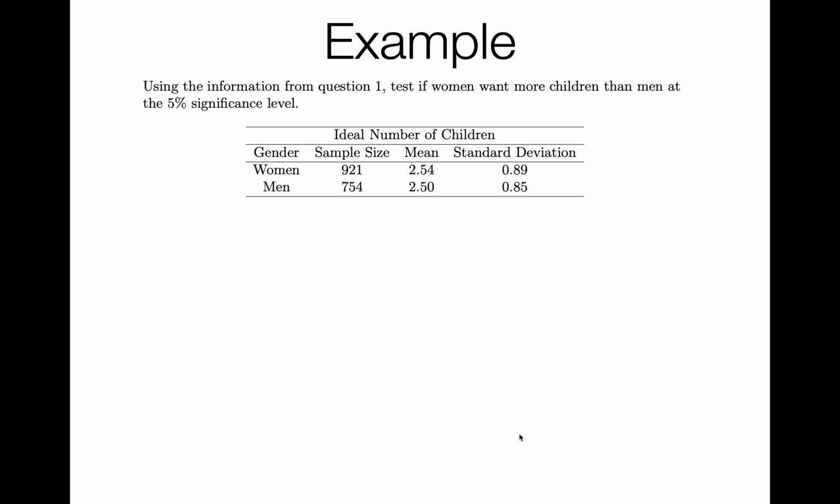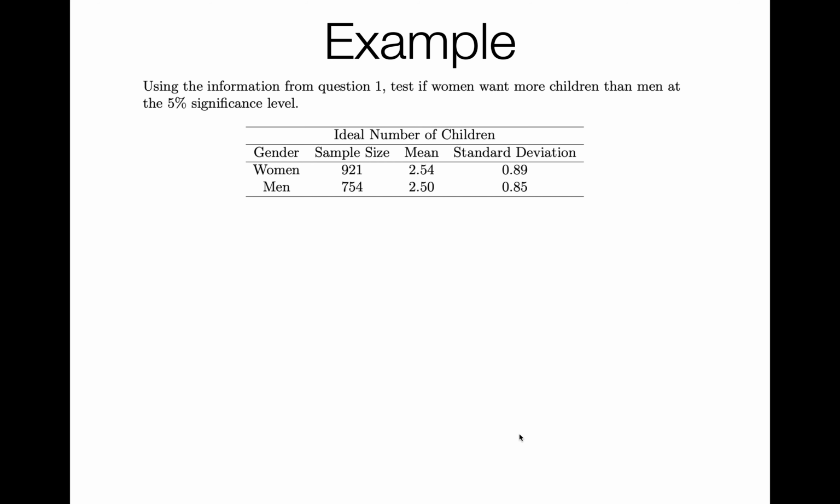Okay, so let's do an example. This is the same example as the one we did for the confidence interval. It's talking about whether men or women want to have more children. I want to use the same information, which is captured in the table here, to do a hypothesis test to see if women want more children than men at the 5% significance level.